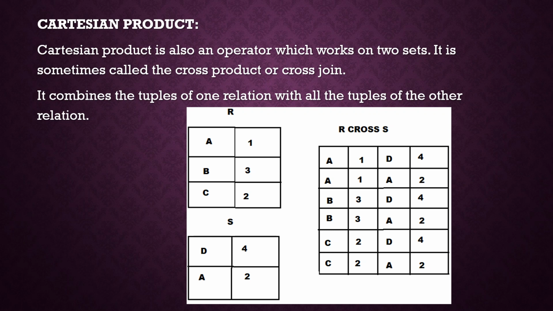it's an operator which works on two sets. It is sometimes called the cross product or cross join, which combines the tuples of one relation with all the tuples of the other relation.